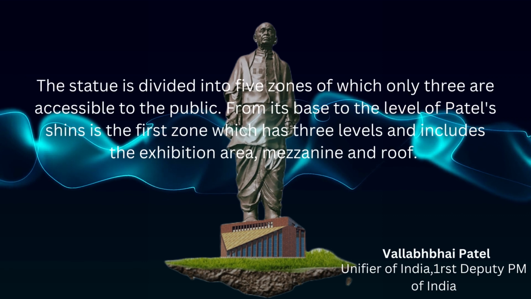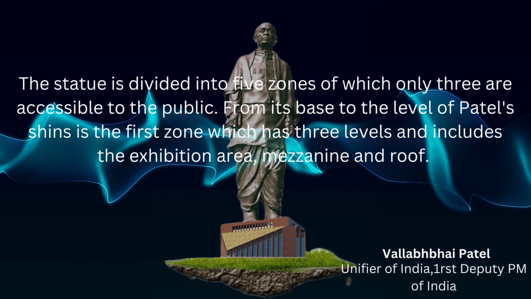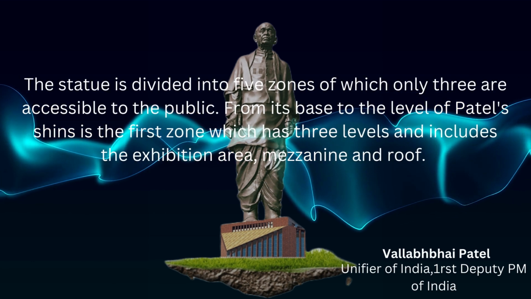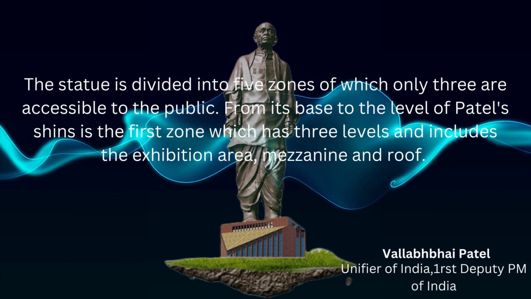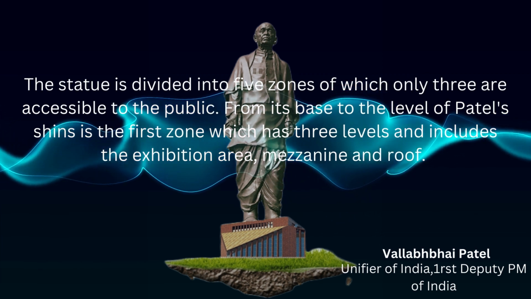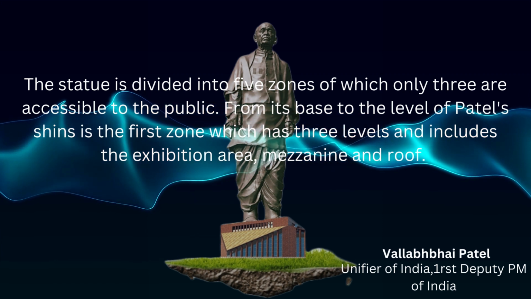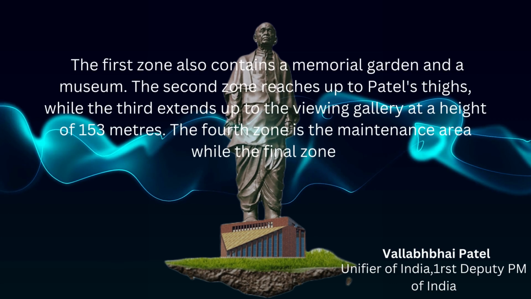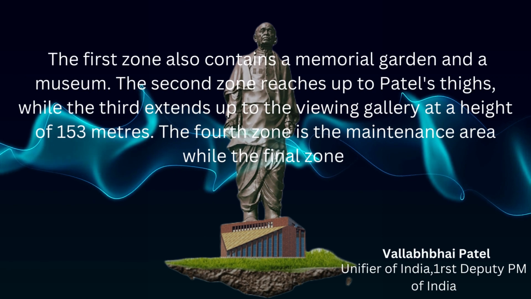The statue is divided into 5 zones, of which only 3 are accessible to the public. From its base to the level of Patel's shins is the first zone, which has 3 levels and includes the exhibition area, mezzanine and roof. The first zone also contains a memorial garden and a museum.